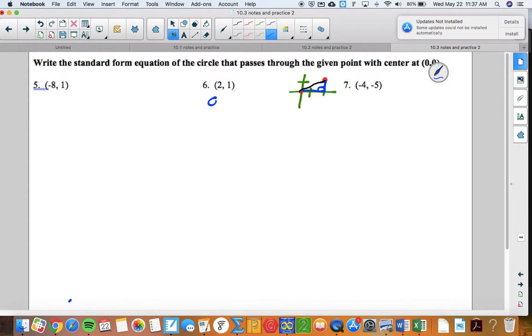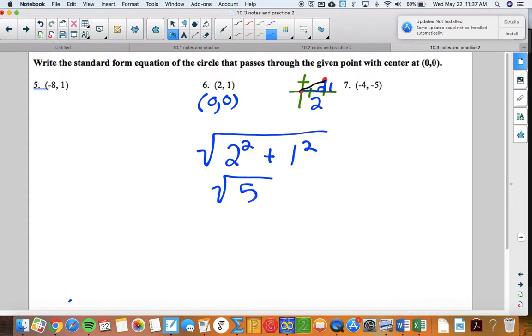But the distance, or the difference in the x's, is going to be 2. That's this length. And the distance between the y's is going to be 1. So in the distance formula, I square root the difference in the x's squared plus the difference in the y's squared. So I get the square root of 5. And I plug that into this formula. Again, this is the distance, which is now the radius. It's the radius of our circle.